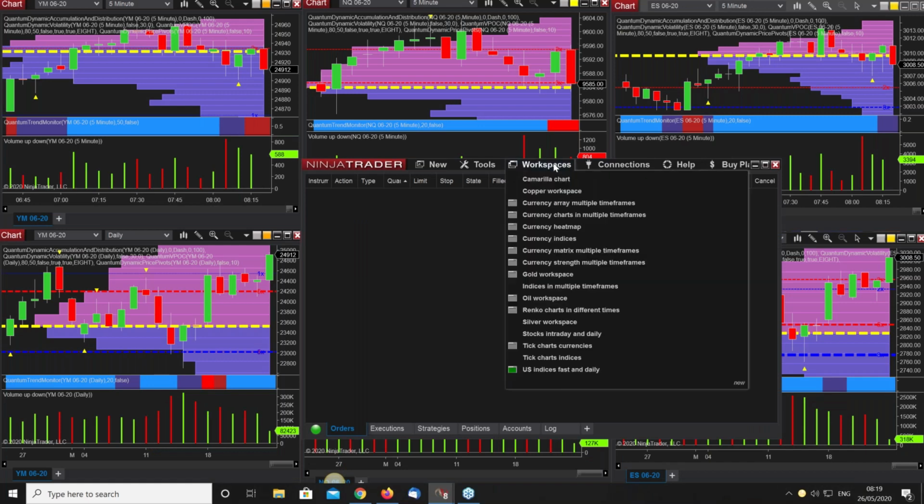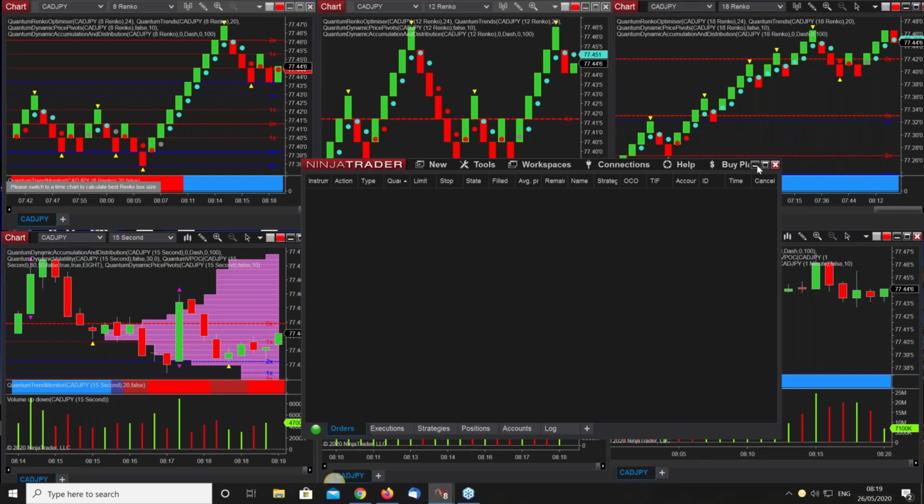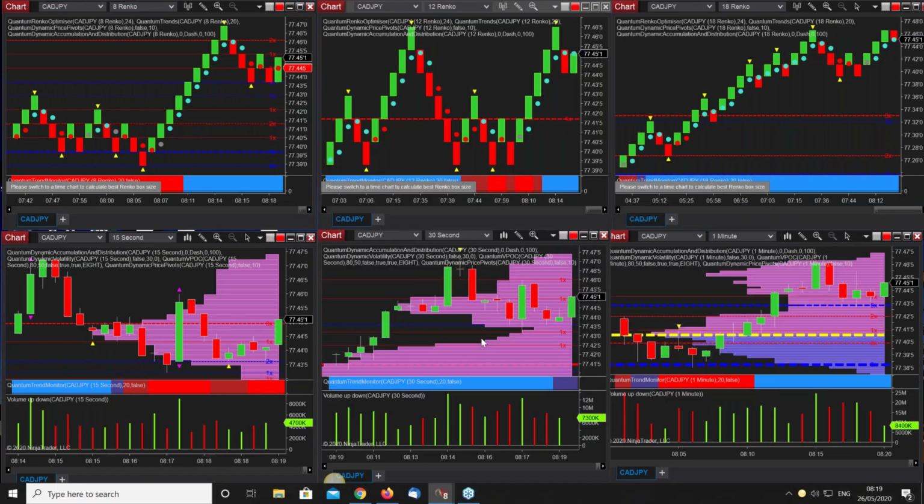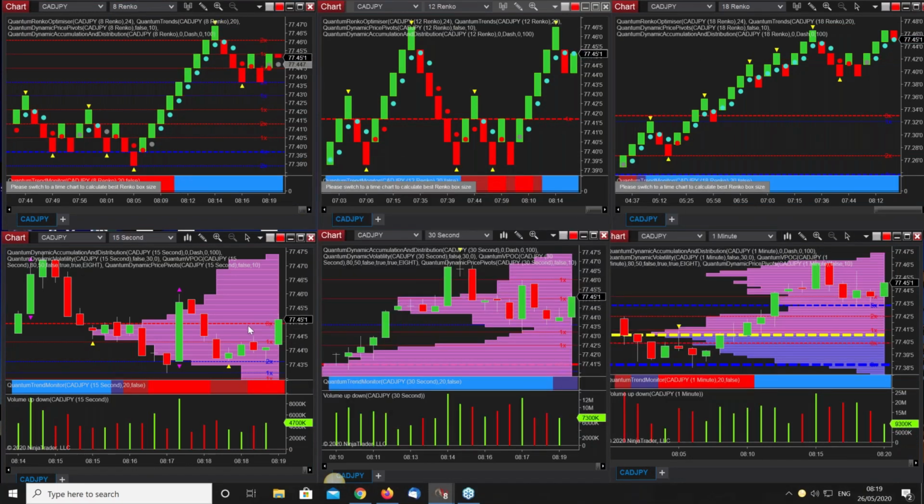Just head on to a couple of non-time based charts. This is Renko. I've got this on CAD yen, but the principle is exactly the same. I've got time strung out below. This is 15 second, 30 second, and 1 minute, all pretty quick. And then up the top here, I've got the equivalent.